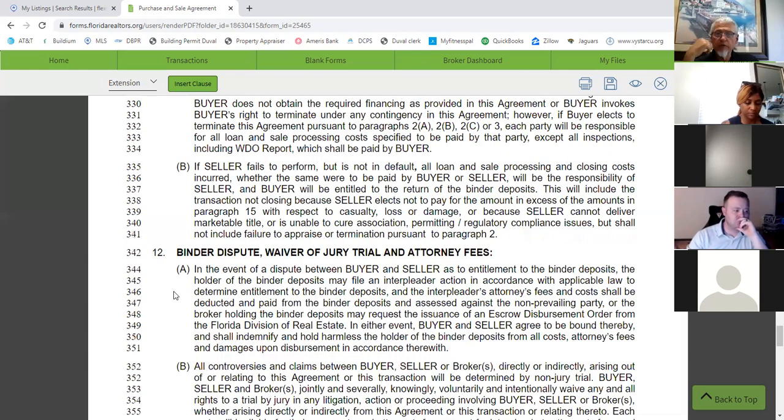If the seller fails to perform but is not in default, all loan sales proceeds and closing costs incurred to be paid by the buyer, or seller, will be the responsibility of the seller, and the buyer will be entitled to return of the binder deposit. This will include transactions not closing because the seller elected not to pay an amount in excess of paragraph 15. That's related to a damage or casualty loss. We haven't got there yet, but it says in paragraph 15, if it's more than this, the seller doesn't have to pay it. They can cancel the agreement. That's the other event where the seller can cancel.